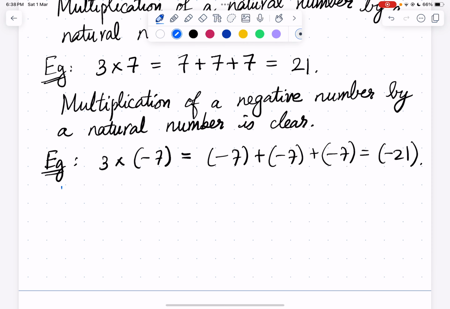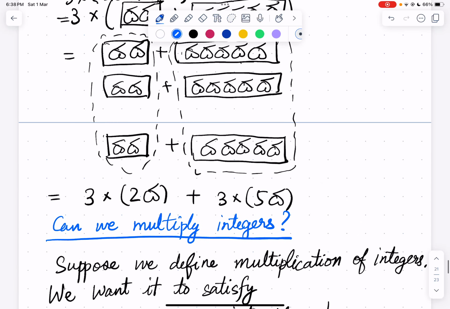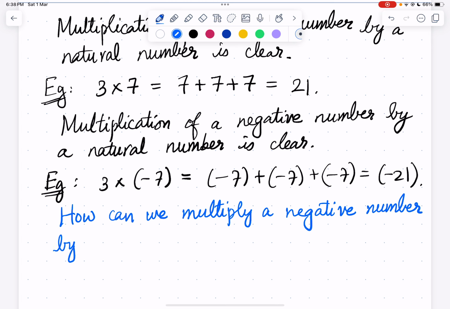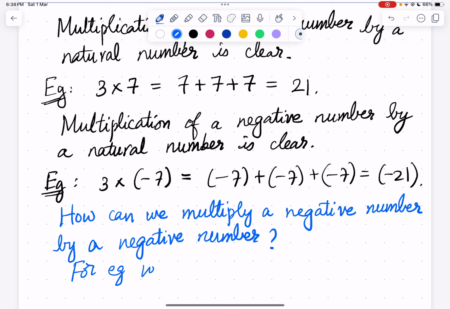Now the question is to define multiplication for all integers. How can we multiply a negative number by a negative number? For example, what is minus 3 times minus 7?